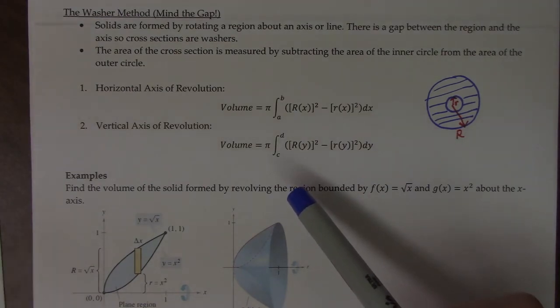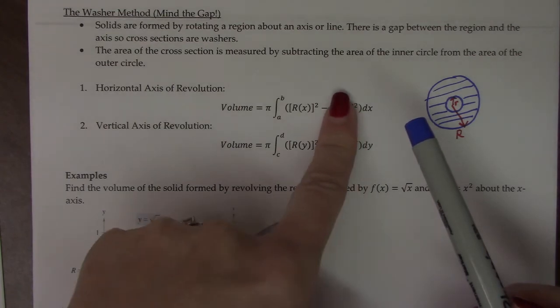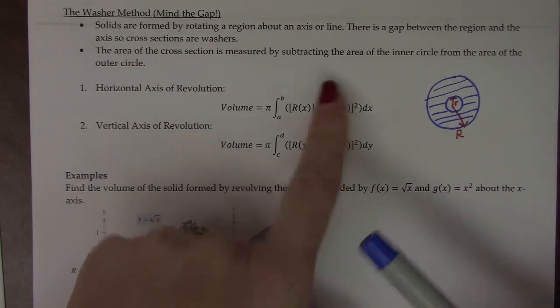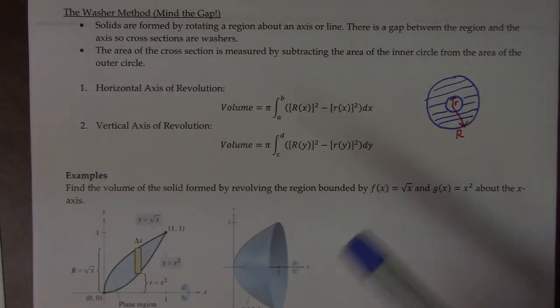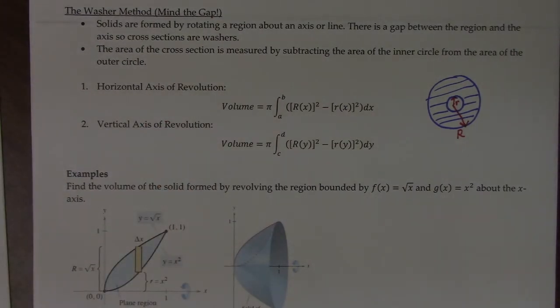And I'll reiterate, when we look at the next example, you can tell which method to use because of the gap, right? If there is no gap, little r is 0, and if you put in 0, you're right back to the disk method. So disk and washer are really just two sides of the same coin. Once again, if we're going around a horizontal axis, we keep everything in variable x. If we're going around the vertical axis, we keep everything in variable y.